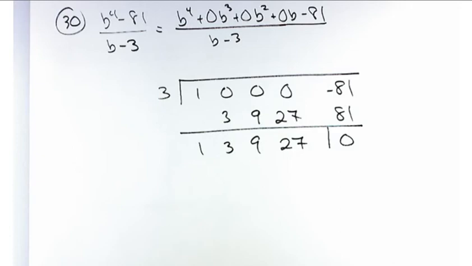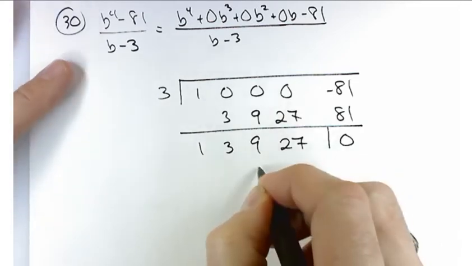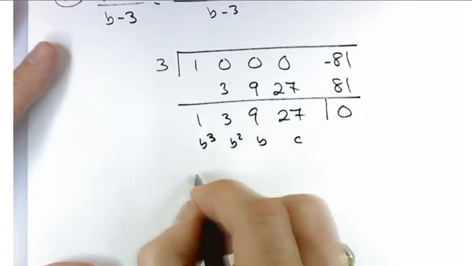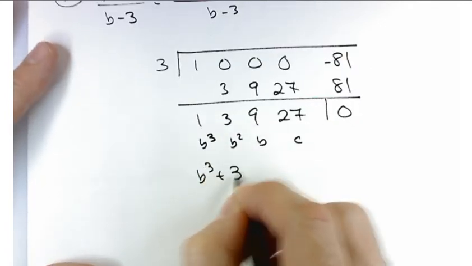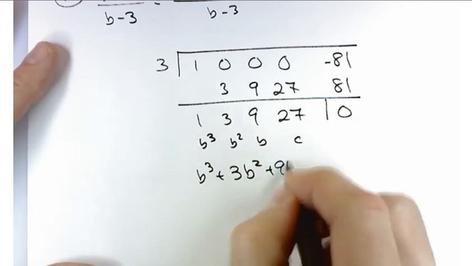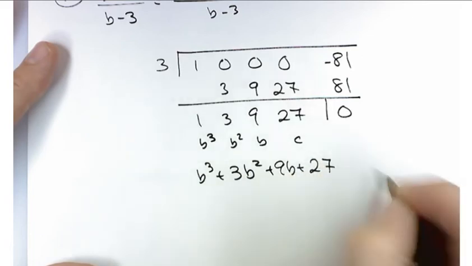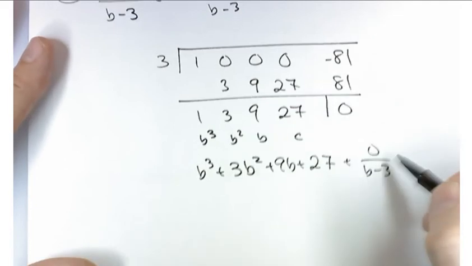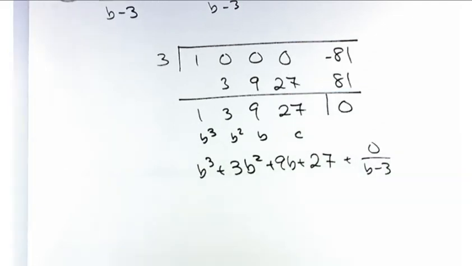Cool. So, Krista, what do these represent? B to the third. Oh, B, sorry. It's okay. B to the third plus B to the second plus 9B plus 27. Good. And a 0 remainder, you don't have to write this. If that's a 0, that's fine. Don't write it at all like that. So that's one way to get to the answer.